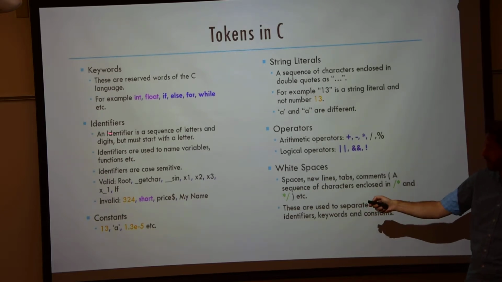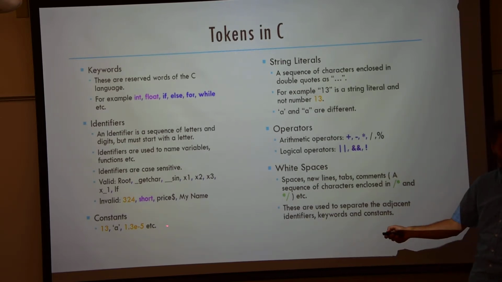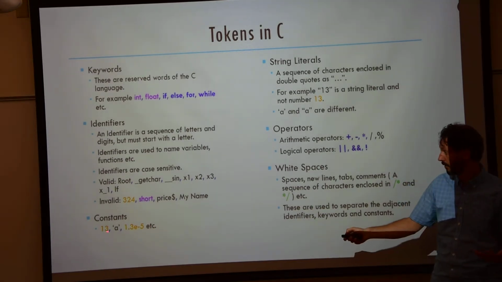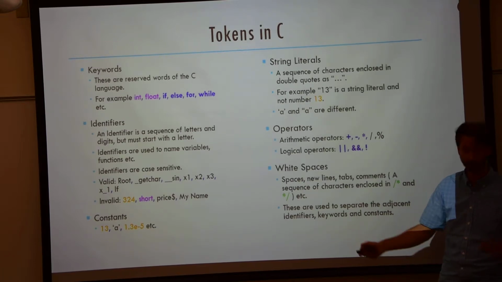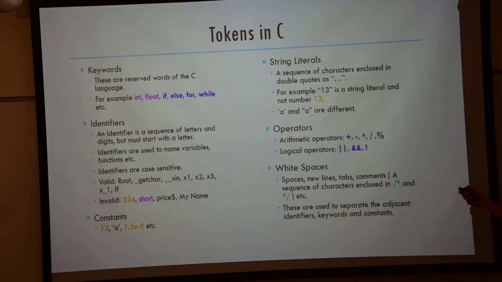Constants, as opposed to variables or function names that you create yourself and declare of a certain type, you may also have constants like 13 or the character a or something like that, which is 1.3 times 10 to the power minus 5. So those are constants that you will use in your program as well.